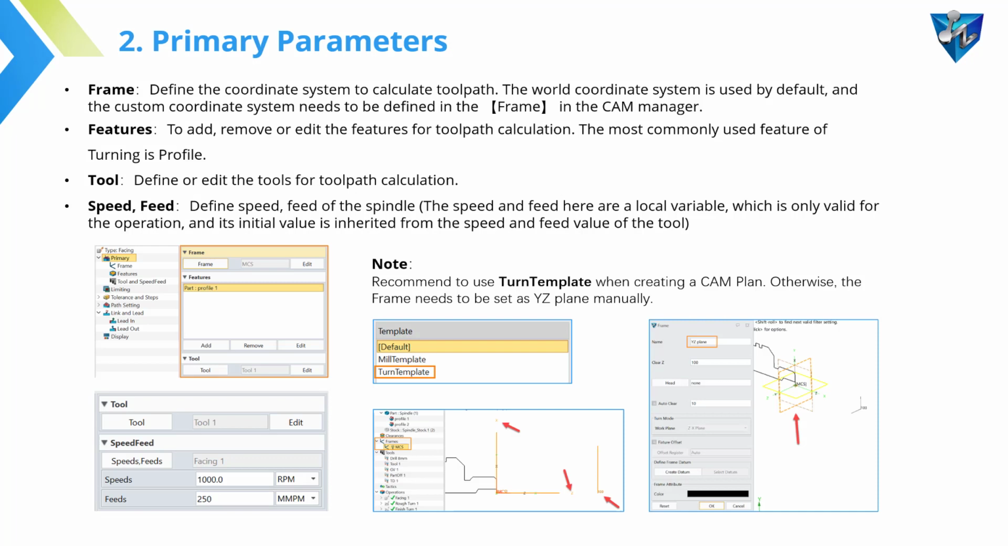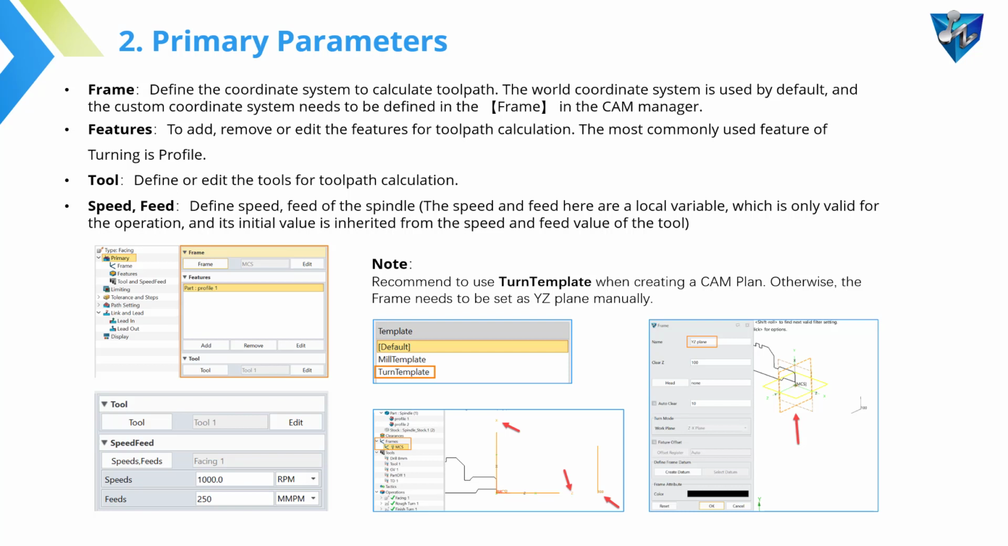Let's take a look at the primary parameters, including frame, feature, tool, speed, and feed settings. They are quite similar to 2D and 3D milling, but in turning, there's one important thing to keep in mind. When you're creating a CAM file, make sure to use the default turn template. Otherwise, you'll need to manually create a new frame and select the YZ plane. Both methods will ultimately give you the ZX coordinates for turning.